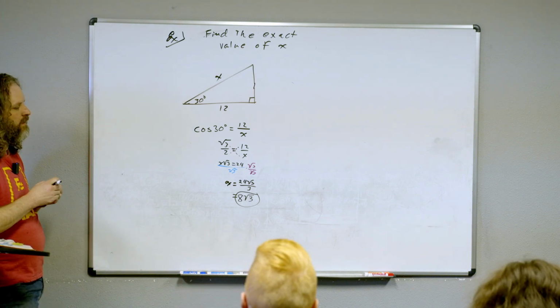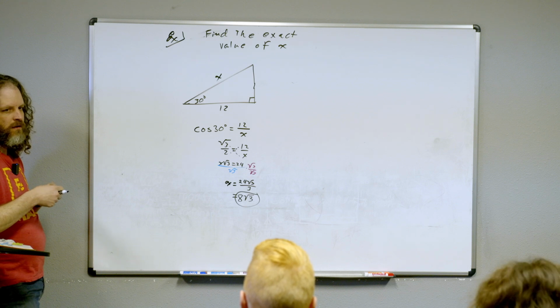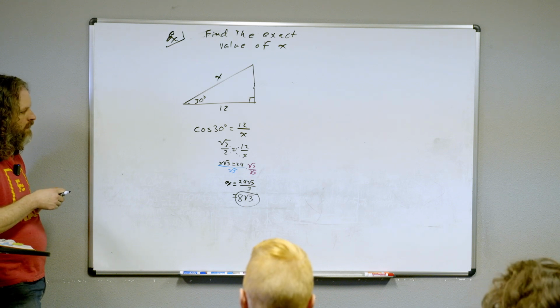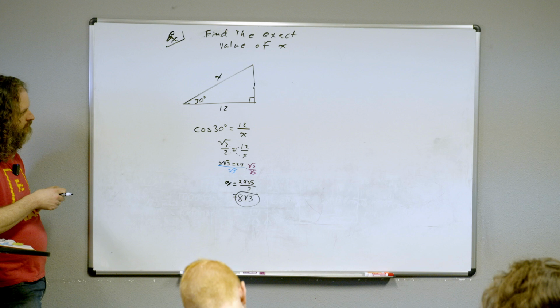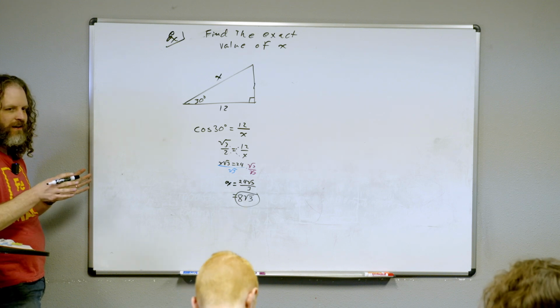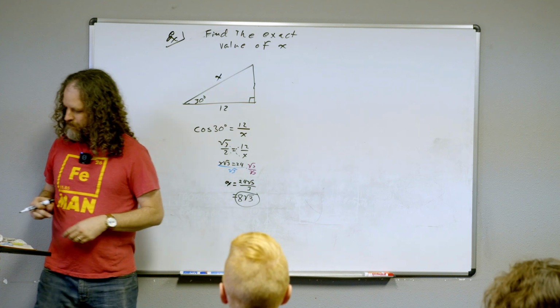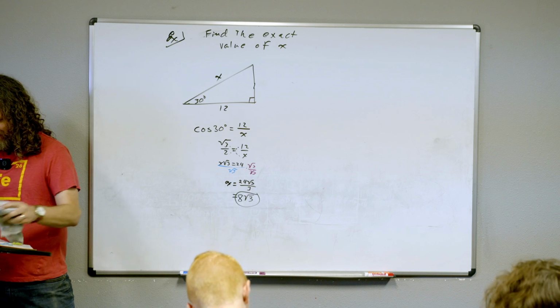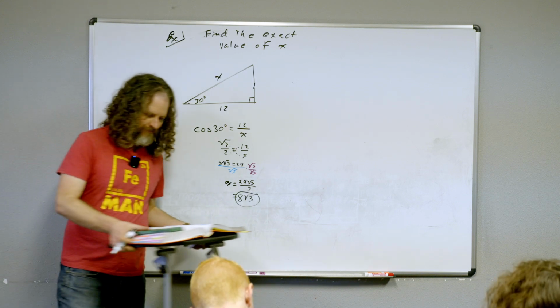Now, why did the 3 disappear? Because 24 divided by 3 is 8. Oh, I see. Yeah, that's how you got it. Okay. Easy money? Yes. Great. I got it. You got this. You can do it.